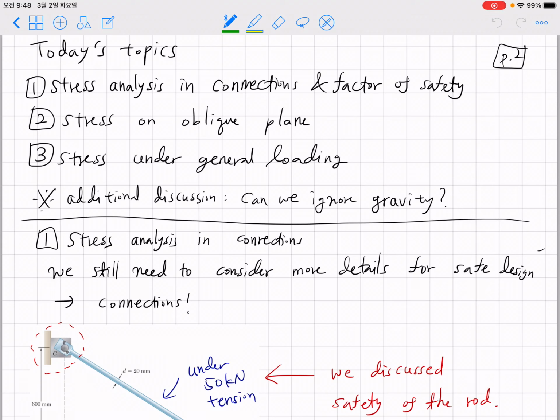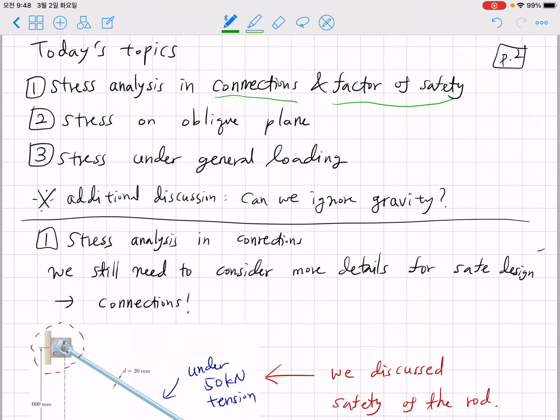So let me open lecture 2 by sharing the topics that I'm gonna cover today. In the first topic, I will discuss stress analysis in connections. If you remember in lecture 1, we didn't discuss the mechanics around pin A, pin B, and pin C, and the complicated shape of the connections. So we're gonna discuss it. And as I promised in the previous lecture, I'm gonna tell you the concept of allowable stress and factor of safety.